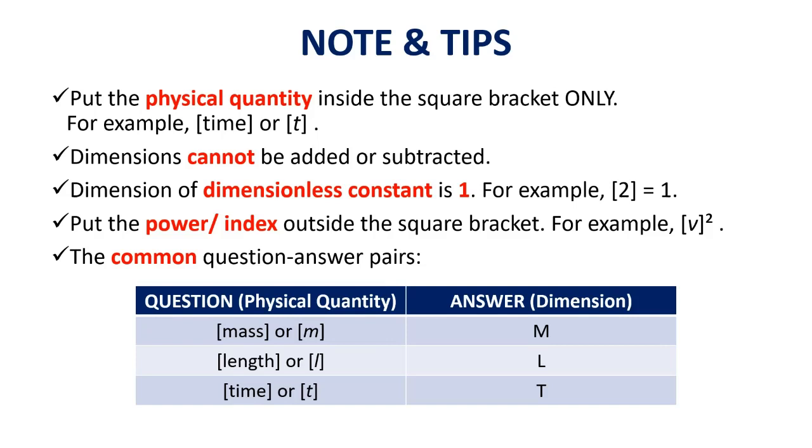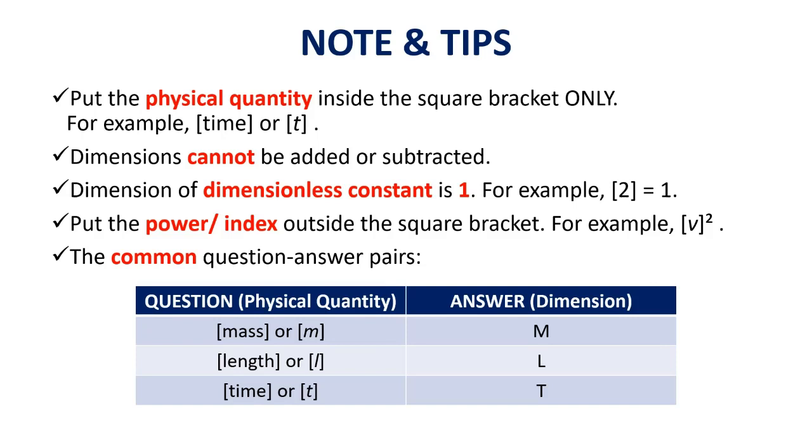The third one, the dimension of a dimensionless constant is 1. For example, the dimension of 2 equals 1. 2 is a dimensionless constant. However, we still have to put it inside the square bracket and write the solution, which is 1. Put the power index outside the square bracket.